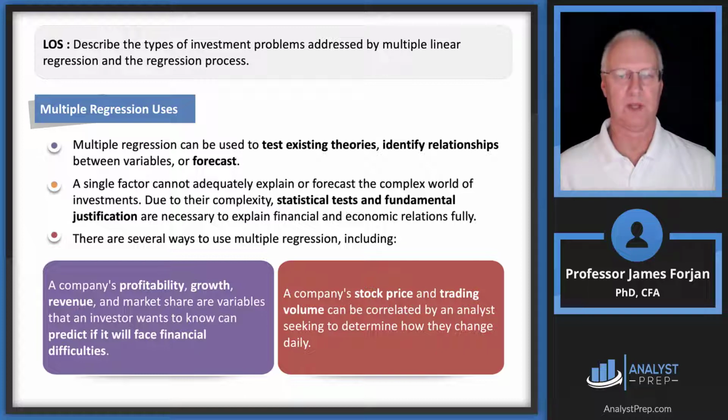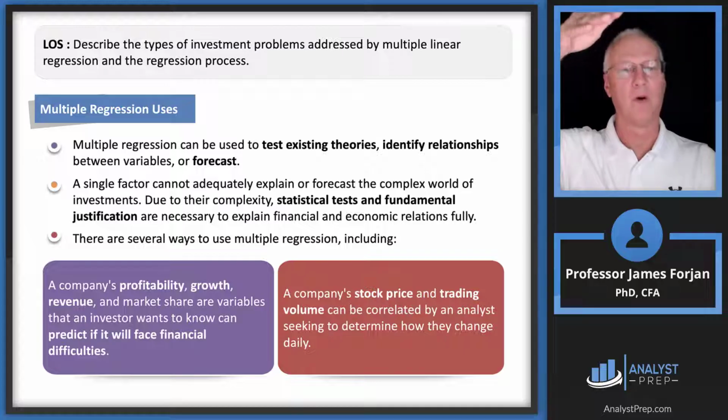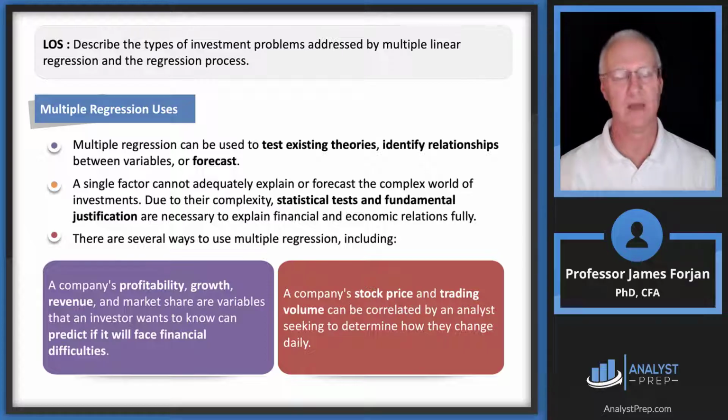All right, so what the reading does is give us some kind of examples, and that's what we do here in the purple and in the red. So we can do profitability, we can do growth, we can do revenue, we can do dividends, we can do all sorts of stuff. And we can come up with some kind of a model that predicts either financial difficulties or financial success. What we can also do is we can say something like, let's look at stock price, let's look at trading volume, and let's see if there's correlations between and among other kinds of variables. But maybe some analyst is trying to determine how do they change daily? Why is it that Twitter has this much volume before the whole Elon Musk stuff, and now it has this much trading volume? Yeah, those are really great questions.